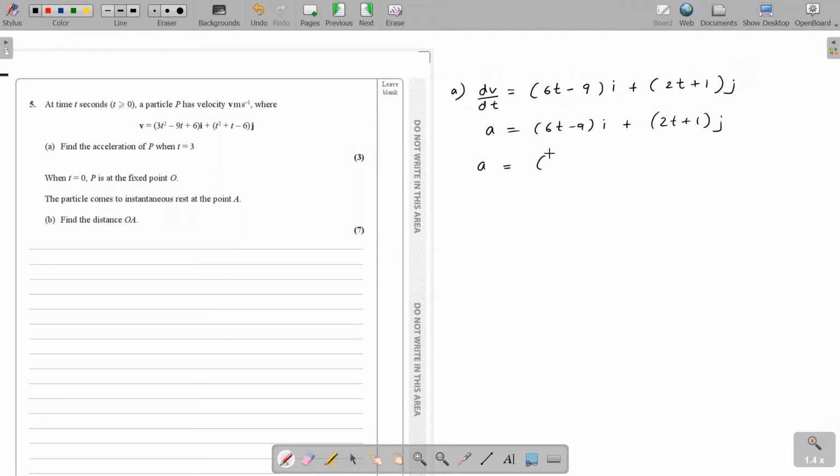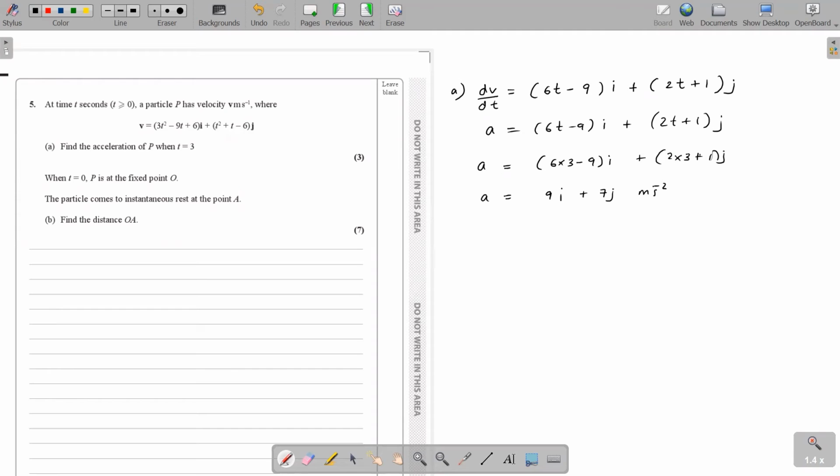So when t is 3, (6 times 3 minus 9)i plus (2 times 3 plus 1)j. 6 times 3 is 18, 18 minus 9 is 9i. 2 times 3 is 6 plus 1, 7j. So 9i plus 7j meters per second square. So they ask you to find the acceleration, not the magnitude.